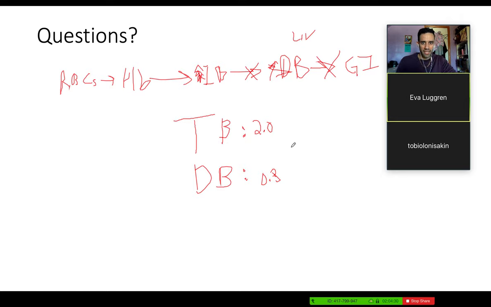Probably not. Why? Because the difference between our total bili and direct bili is 1.7. 1.7 is our indirect bilirubin. That's how you're going to have to figure this out on the questions. I should have mentioned that earlier, but you're going to have to subtract your direct bili from your total bili in order to find your indirect bili. And if your indirect bili is so much higher than your direct bili, then you know this is a problem, say, at the liver, where we're not conjugating enough bilirubin.